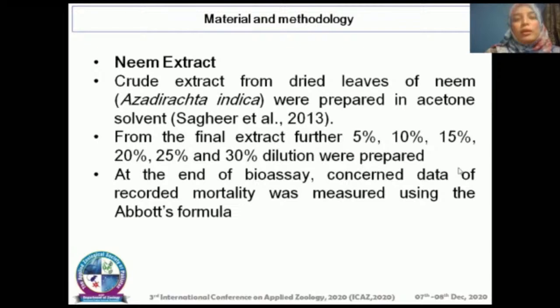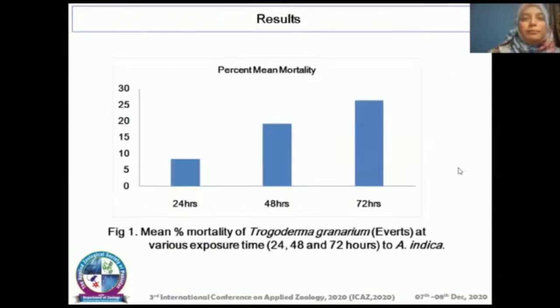The mortality of Trogoderma granarium larvae was checked using petri dishes. All these dilutions were applied on Whatman filter paper. After the treatment, filter papers were dried in air. The dried filter papers were placed in petri dishes, which were airtightly covered. 30 larvae of Trogoderma granarium were released in each petri dish. Data of dead insects were observed after 24, 48, and 72 hours. All the treatments were replicated 3 times. At the end, the recorded mortality data were corrected using Abbott's formula.